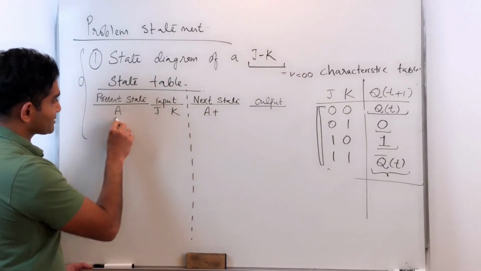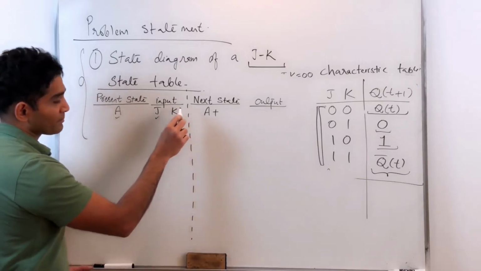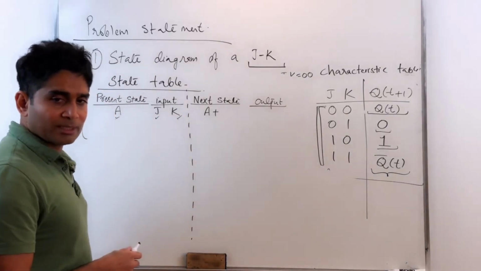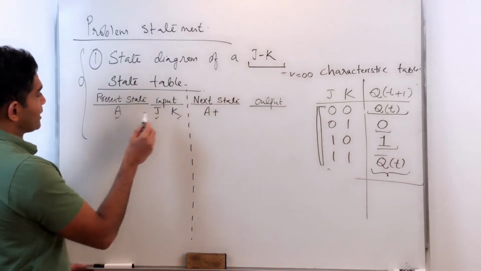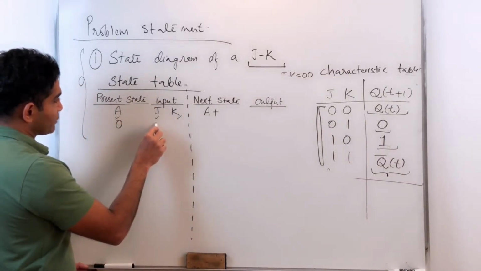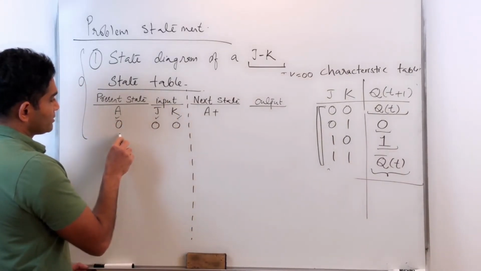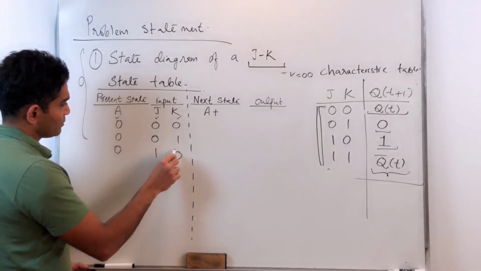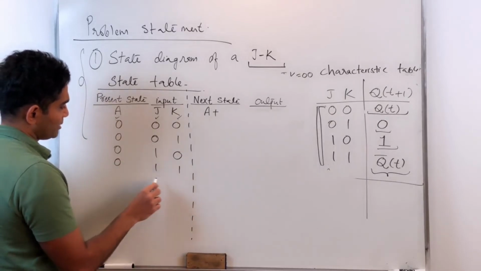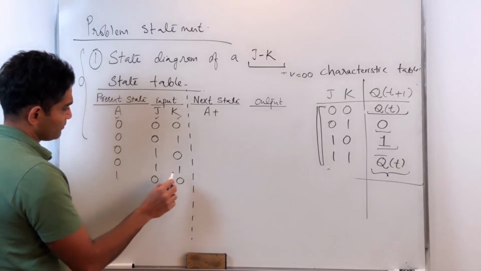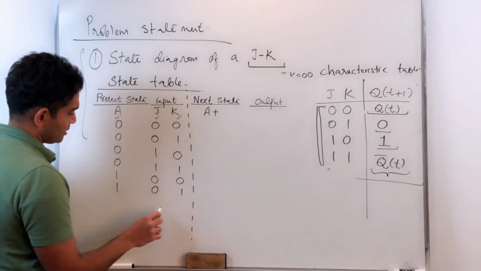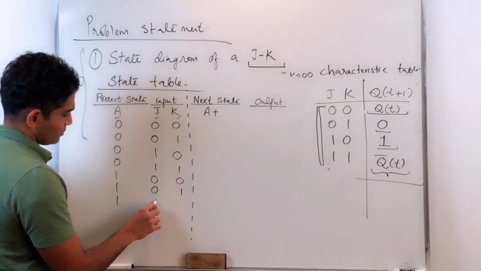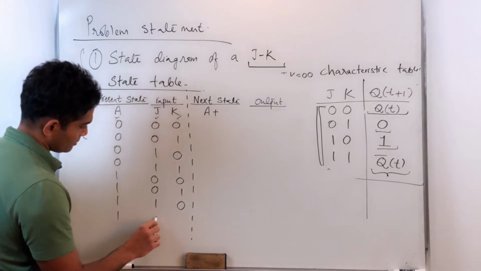Now I look at all possible combinations between A, J, and K. So these are my present state, J, and K. Let's look at that. I start with 0, 0, 0, 0, 0, 1, 0, 1, 0, 0, 1, 1, 1, 0, 0, 1, 0, 1, 1, 1, 0, 1, 1, 1.